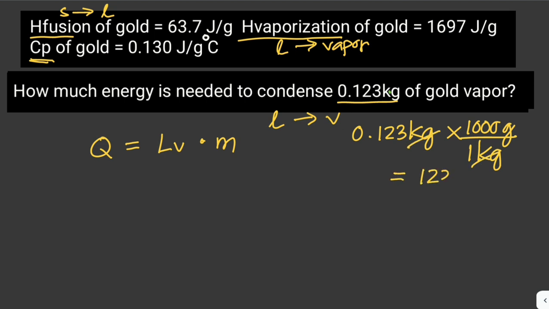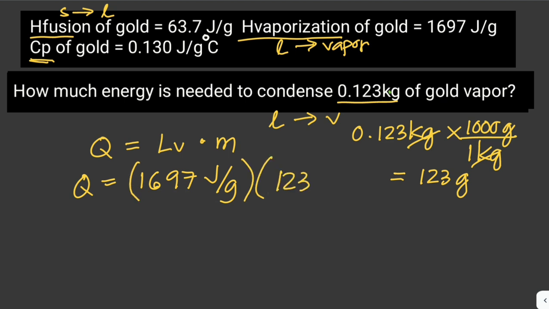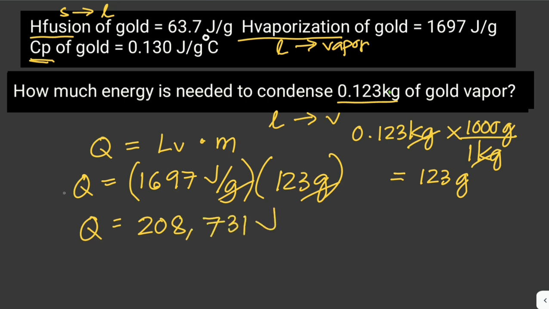This would give us 123 grams of gold vapor, and then we plug in all the values given. We have the heat of vaporization of gold, which is 1697 joules per gram, times 123 grams. So this would give us 208,731 joules.